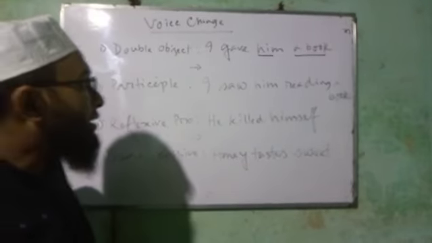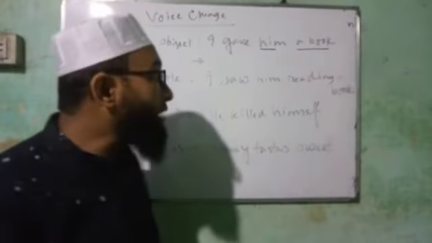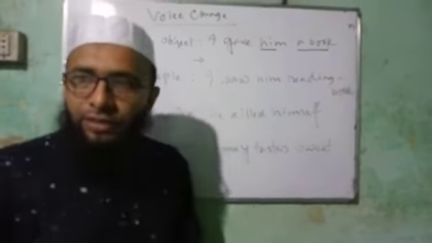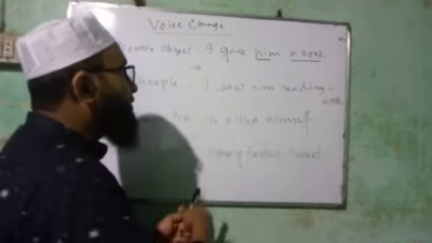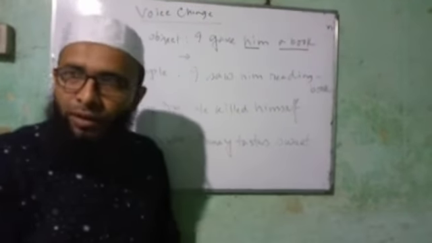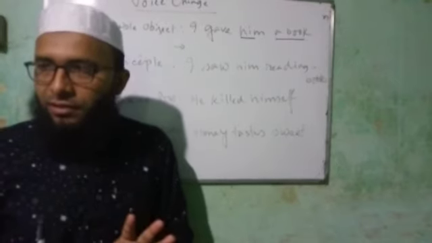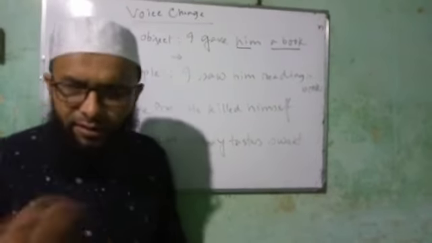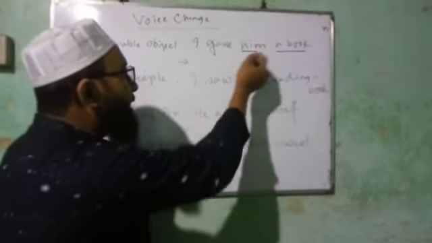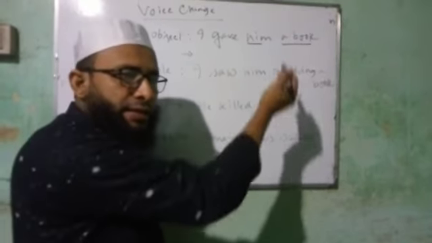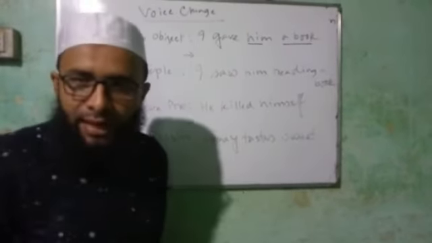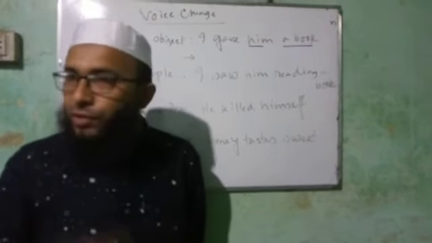So in this case, if we want to change into passive, we have to transform any one of the objects in place of the subject. Got the point? Any one of the objects in place of the subject, and the rest one will be in its place. It will not be changed. I repeat again: if there are two objects in a sentence, then we have to bring any one of the objects in place of the subject. That means one object will be in place of the subject and the rest object will remain unchanged.